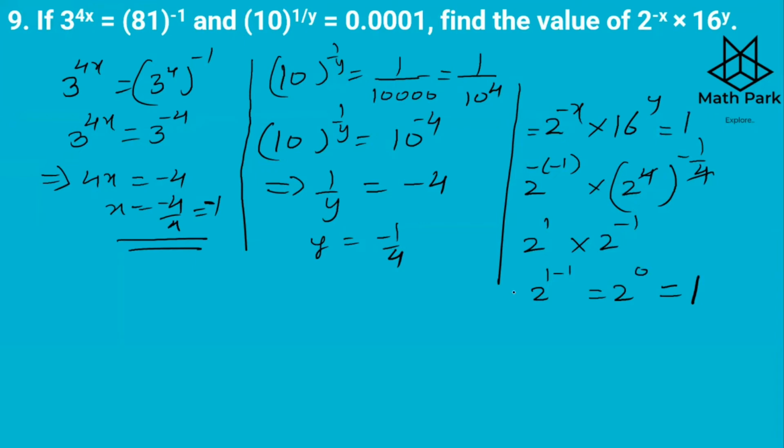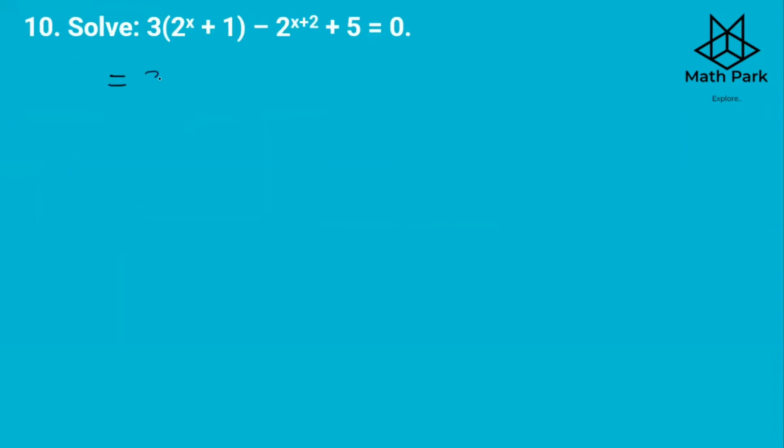Got it? So this becomes 3 into 2 raised to x, not 32. It is 3 into 2 raised to x. 3 into 1 is plus 3, minus, we'll write as 2 raised to x into 2 raised to 2, plus 5 is equal to 0. So let us put 2 raised to x is equal to m. Now this is plus 3, and 3 plus 5 is going to be 8.